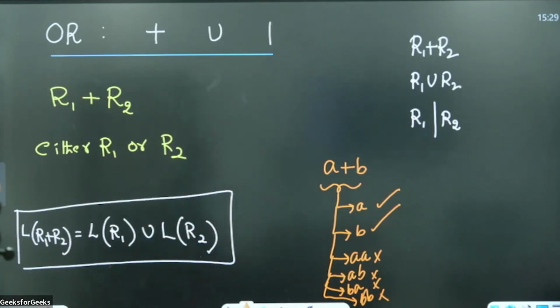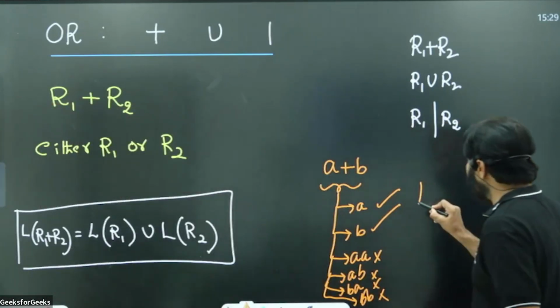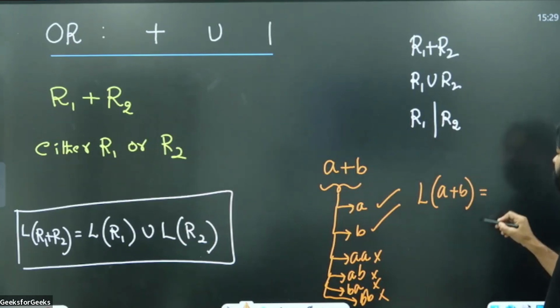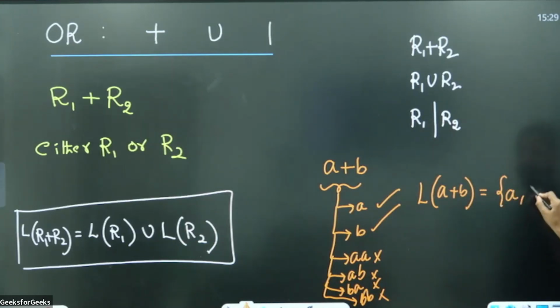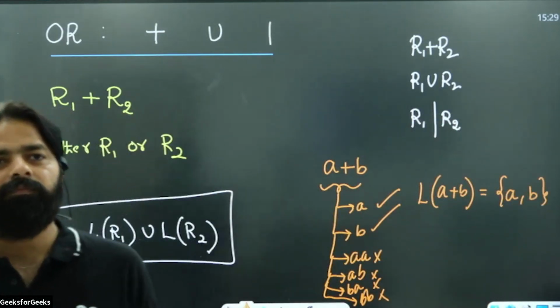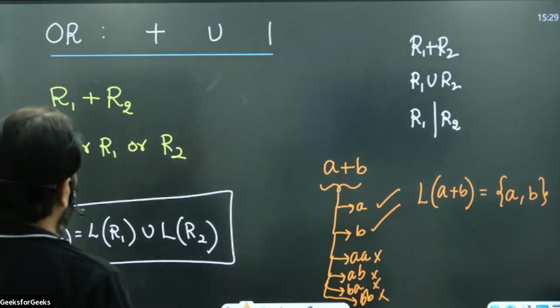What does A plus B mean? It generates only two strings. If anybody asks, what is the language? Then what do you answer? The language is A comma B only. Of course, it is also a sigma for you. The sigma has A comma B. Got it? So we'll practice first A plus B, how to understand more in detail.